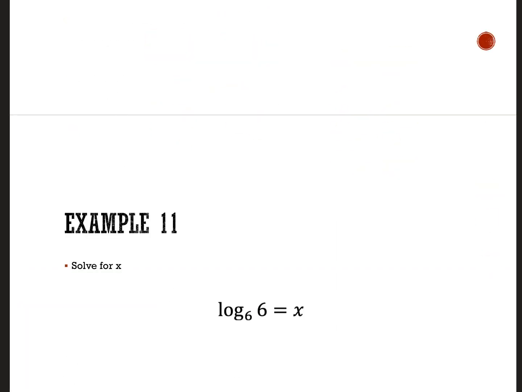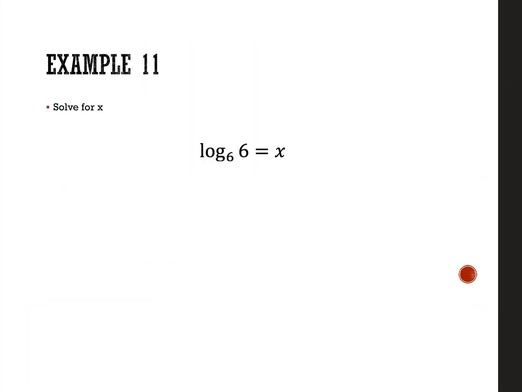Scrolling this up, here's example 11. I'll be honest, I'm kind of stuck. I don't like the way this looks. I don't know what to do, so I'm going to write it in the other form. Just a reminder, this is the base, this is the answer, that is the exponent. So that would be 6 to the x equals 6. Oh, well, this makes a whole lot more sense now, right? 6 to what power equals 6? Well, that would just be 1.